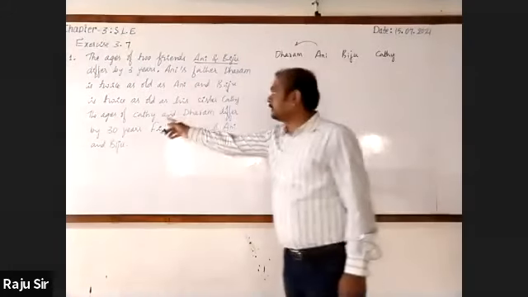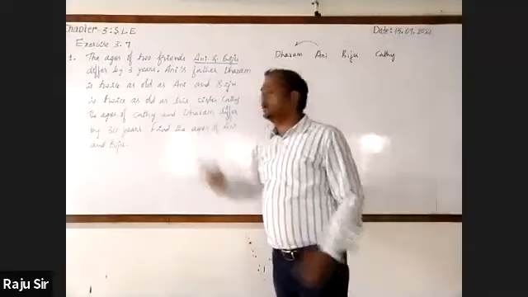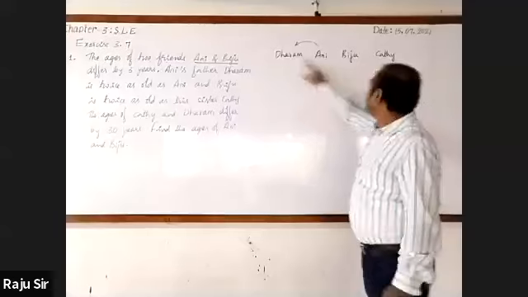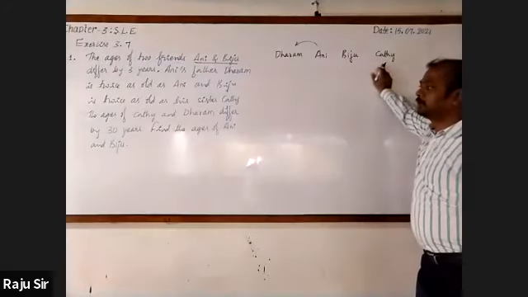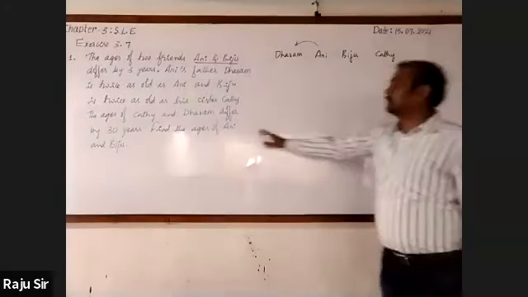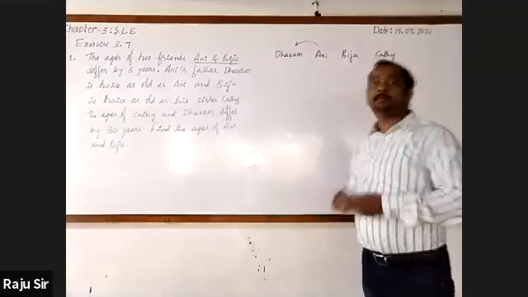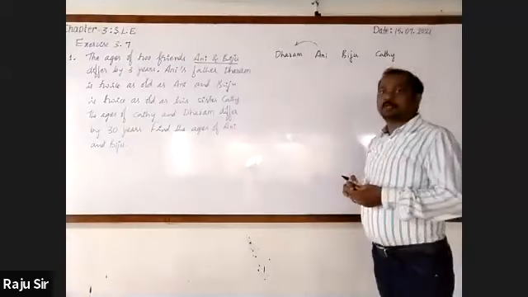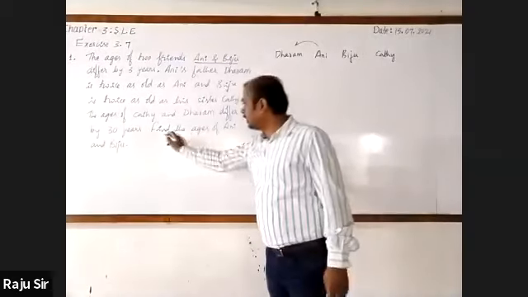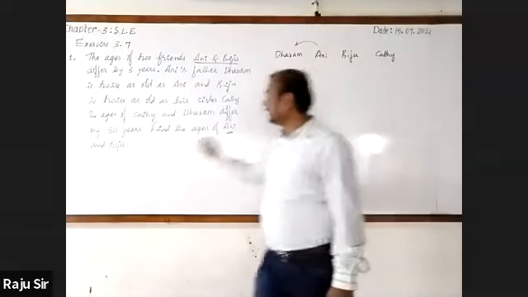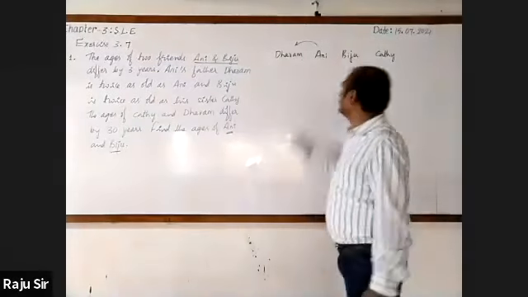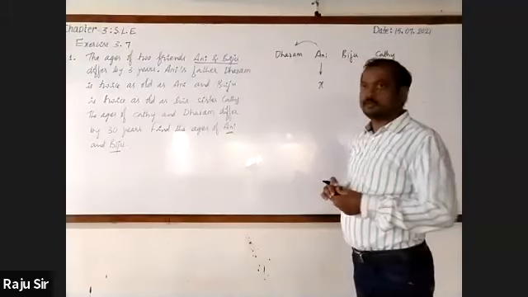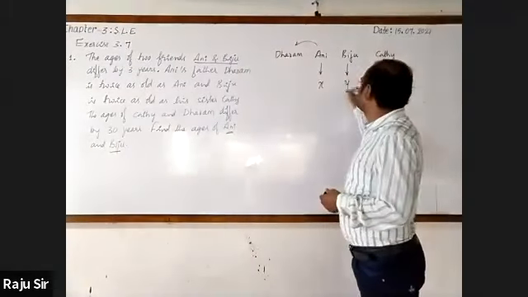Then the ages of Kathy and Dharam differ by 30 years. Dharam and Kathy. So we have to find out the ages of Ani as well as Biju. Just observe it. As we are going to focus on the ages of Ani and Biju, I go for taking the age of Ani as X years and Biju as Y years.